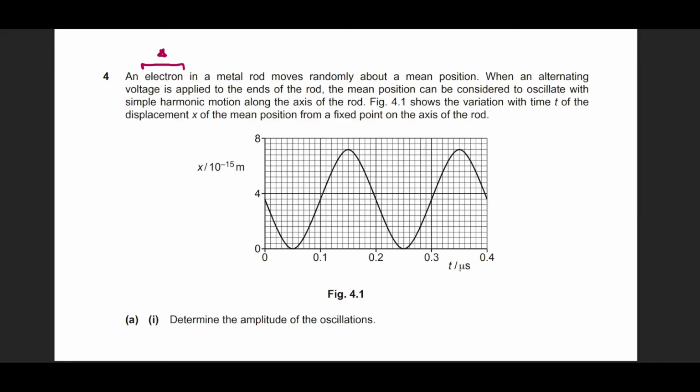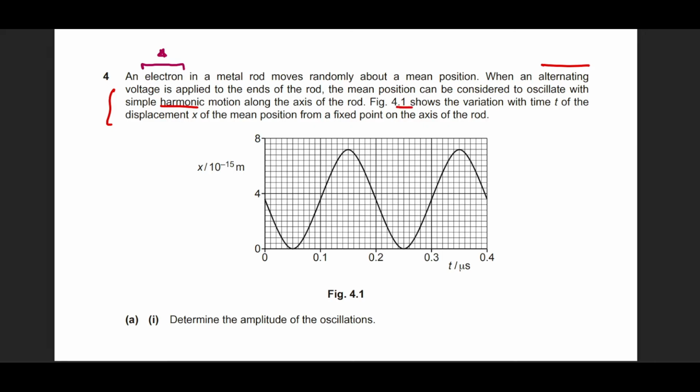Okay, so let's see. A metal rod moves randomly about a mean position, the electrons, and this is one of the simple harmonic motion cases. So this is, let's say, a rod or a piece of wire, and this is an electron. If you pass AC electricity, the electron is practically oscillating between two fixed mean positions. That's why it's called an alternating current. So whatever situation he's mentioning over here is true. We understand that. When an alternating current is passed, we have accepted that there is a simple harmonic motion.